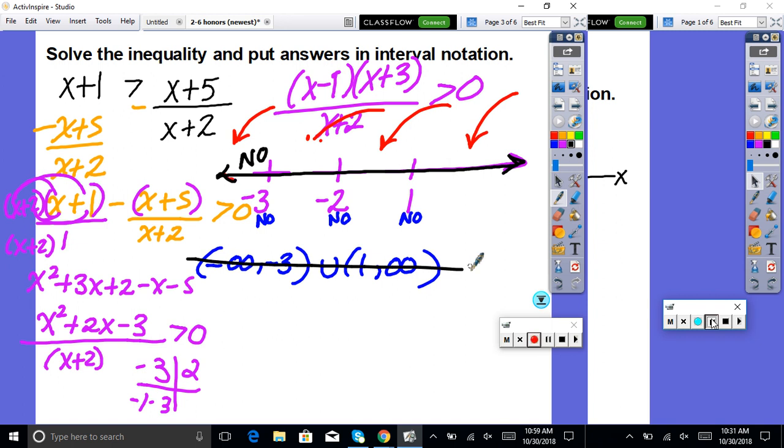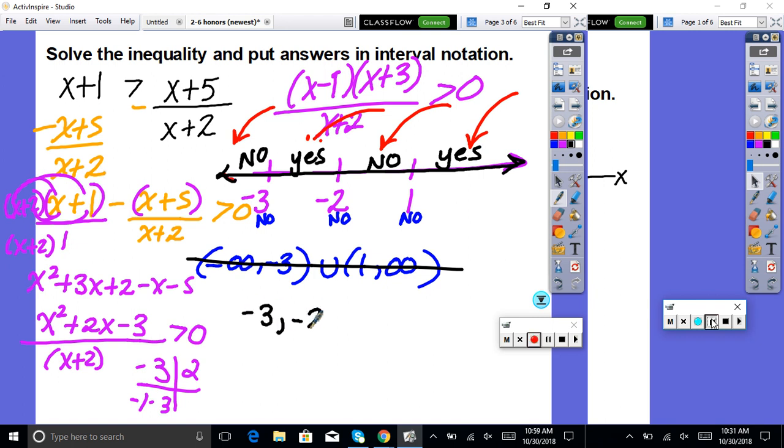Then when we plug in -2.5, we get a value larger than 0, just so you know. So we'd say yes. Then when we plug in 0, guys, you get -1.5. Is -1.5 larger than 0? No. Okay, and then when we plug in a 2, we get 1.25. Is 1.25 larger than 0?